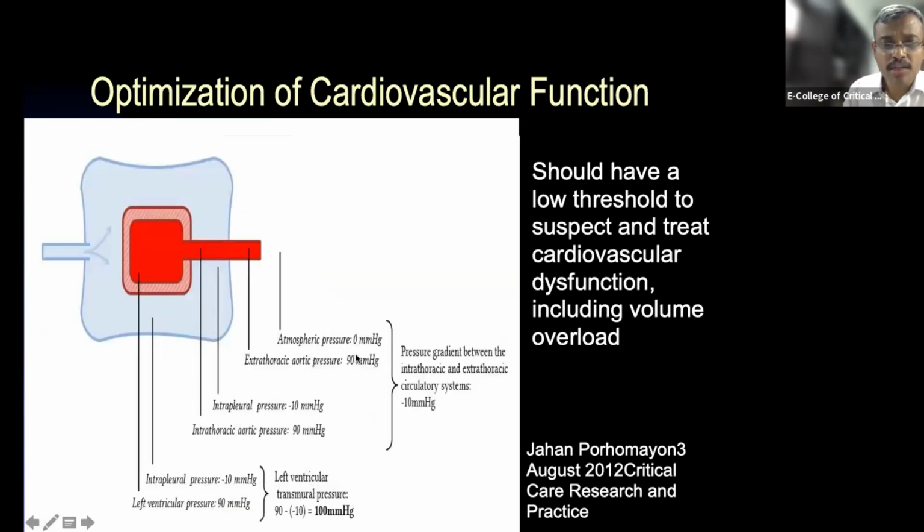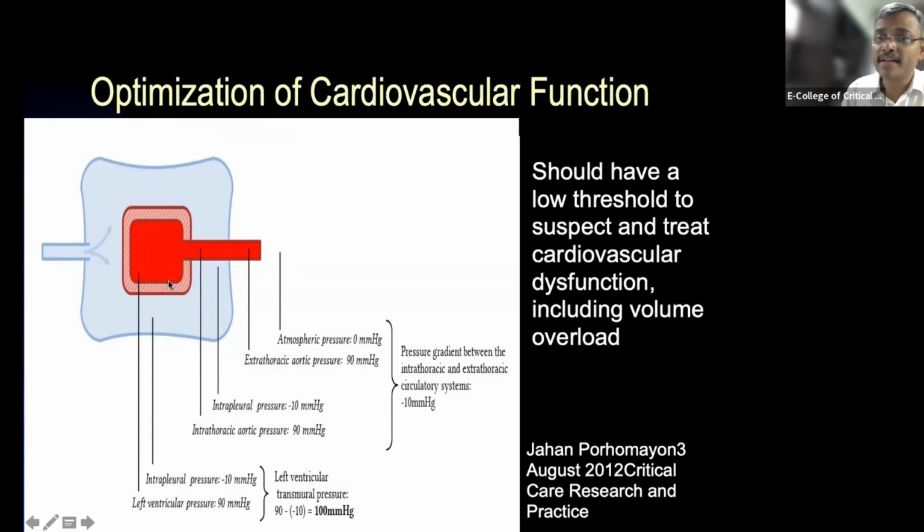Very good. Usually atmospheric pressure is 0, extrathoracic. You look at this, this is a left ventricle, and this is pleural pressure. Intrapleural pressure is minus 10. Left ventricular pressure is 90. That is something called transmural pressure. What we call transmural pressure means the pressure between two compartments. So here 90 is the left ventricular pressure and here minus 10 is there. So 90 minus of minus 10 becomes 100. So actually afterload is increasing.